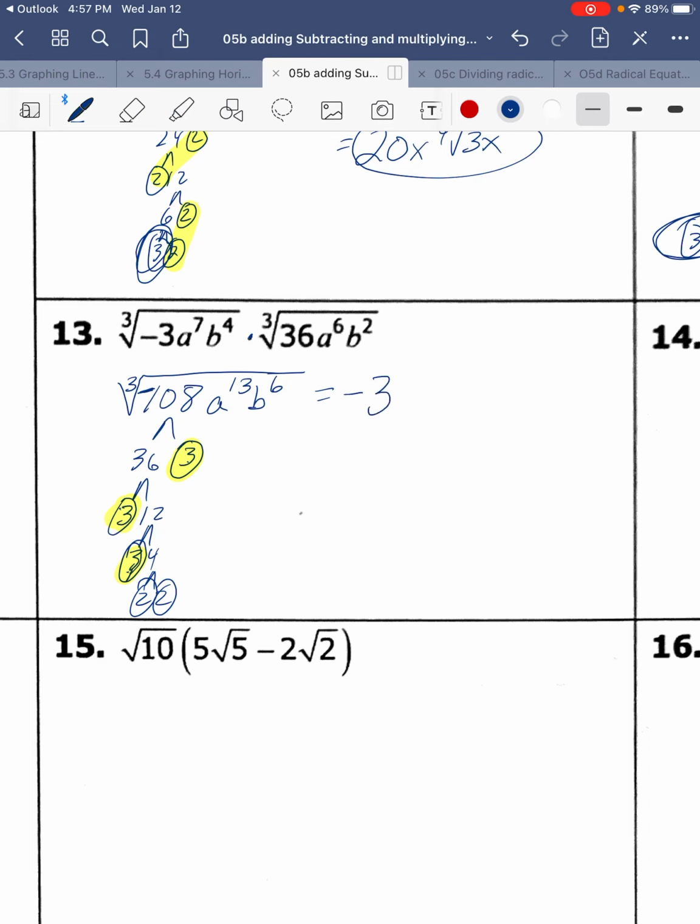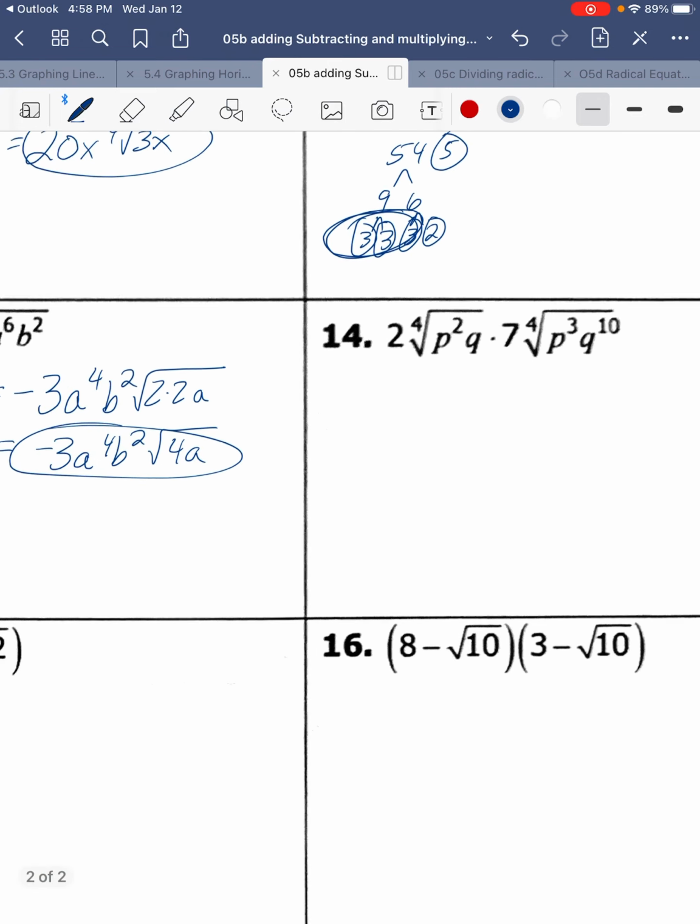A to the 13th, 13 divided by 3, you can take 4 groups of 3 out of 13. So that's a to the 4th. There'll be an a left over, so let's not forget about that. There's 2 times 2 that's left. There's an a left over. And then b to the 6th, 6 divided by 3, you can take 2 groups out, so b squared. So negative 3a to the 4th, b squared, cube root of 4a, and that's your final answer.